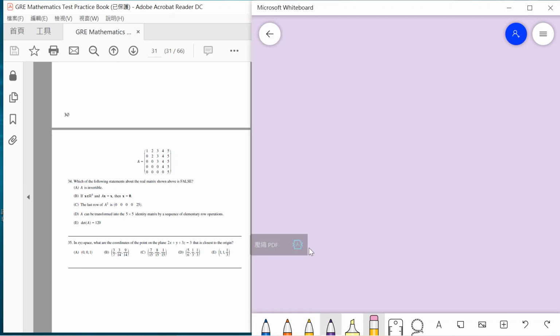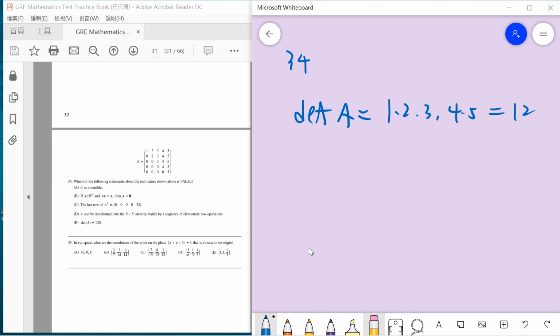This is the standard matrix algebra. Basically, this is the upper triangular matrix. So the determinant of an upper triangular matrix is only what? It's only the product of diagonal elements. So determinant of A is 1 times 3 times 5, 120. And the determinant is non-zero, so A is invertible. So A is correct.